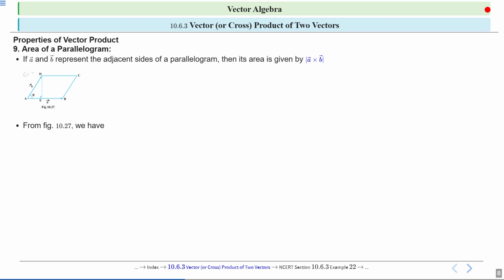We can see the parallelogram formed by the vectors A and B. The diagram helps us visualize how the sides and the angles relate to the area. So the area of parallelogram ABCD will be equal to AB into DE.